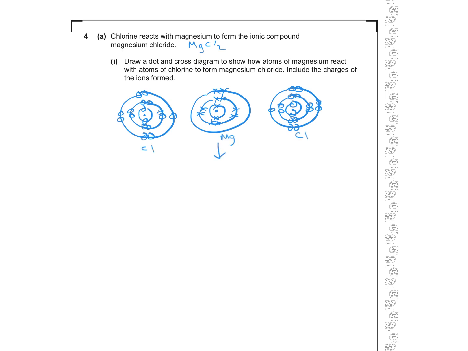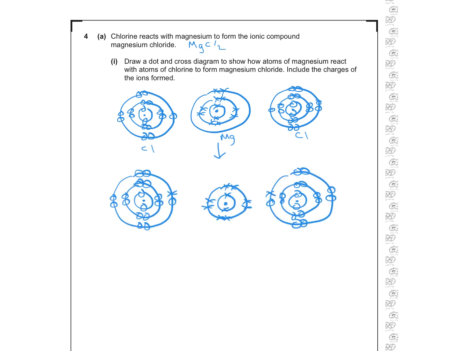So now I will show the ions formed. So there are the ions, and we'll have to include the charges. It does tell us to include the charges, but you would always include the charges anyway, even if you weren't told. So the magnesium then becomes Mg2+. Sometimes you'd see it with square brackets and a 2+ outside it. Either way is fine.